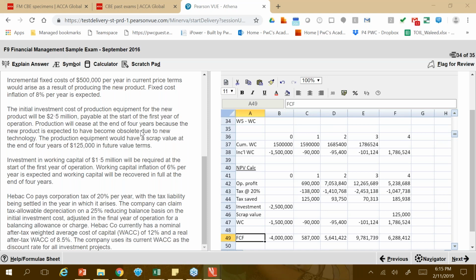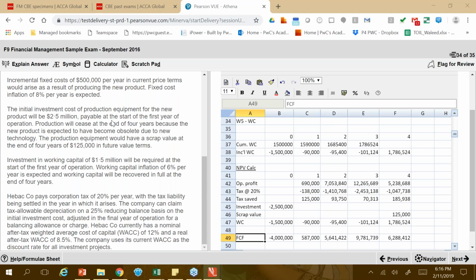So what I'm showing here is what usually people see in their approved materials, which is a way of working out the tax savings on depreciation. But I don't have any problem with the other way as well.